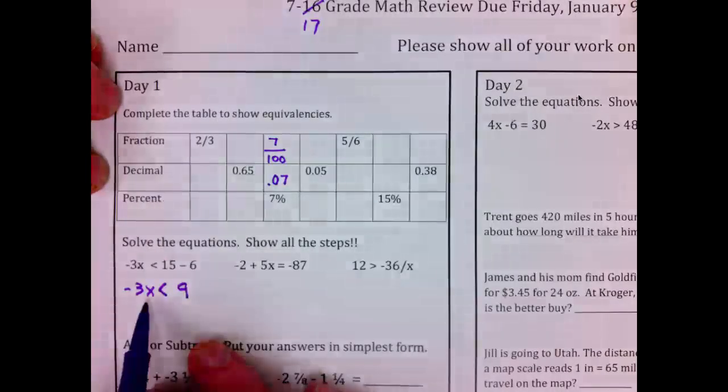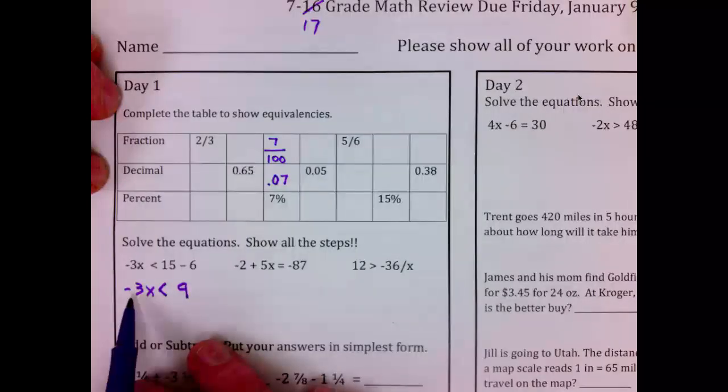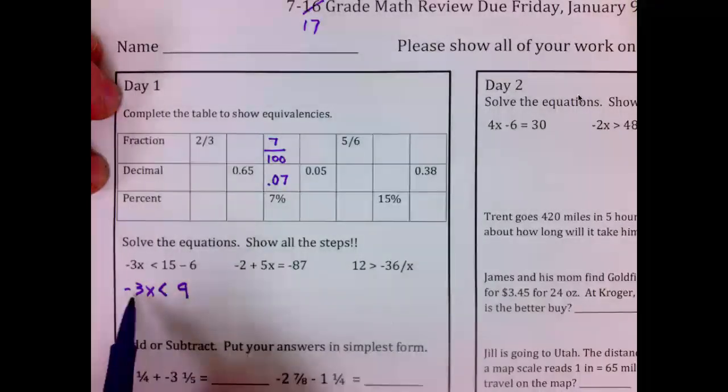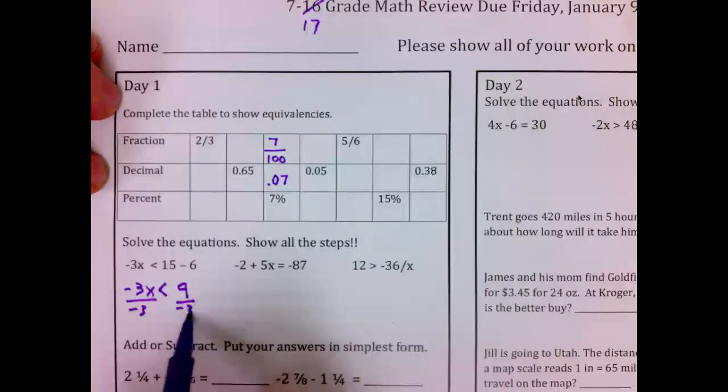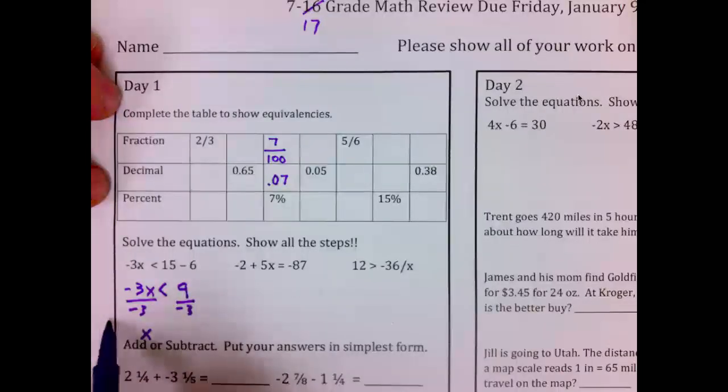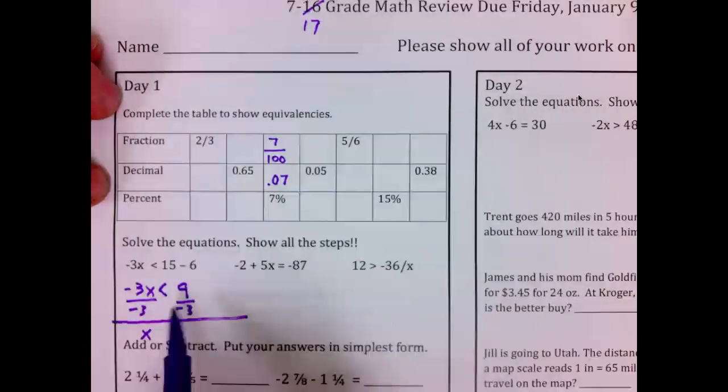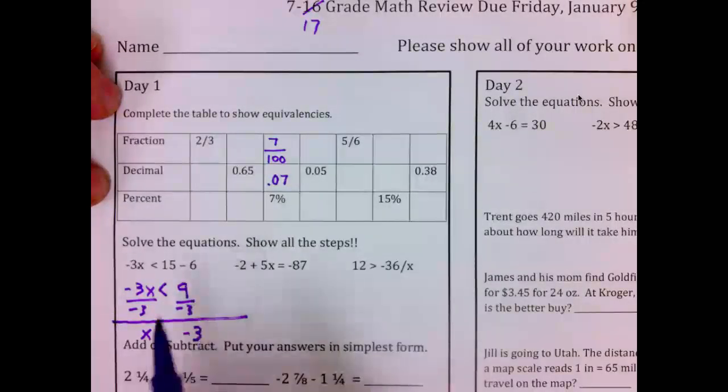Lastly, we want to get the x by itself. Well, this is negative 3 times x, so we will divide by negative 3. Whatever we do to one side, we must do to the other. Dividing negative 3 by negative 3 leaves x. Dividing 9 by negative 3 is negative 3, because negative 3 times negative 3 is a positive 9. Special case: when we divide or multiply by a negative number, we change the direction of the inequality. So my answer is x is greater than negative 3.